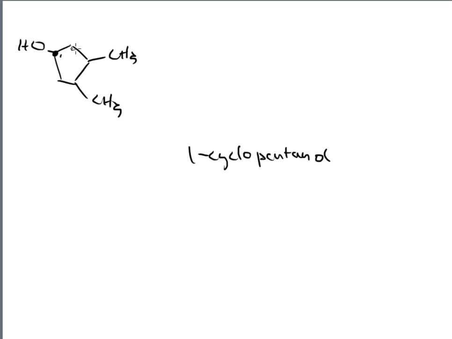So there's my 1. And then I need to figure out how to number this. So if I go clockwise, this is spot 2, this is spot 3, and this is spot 4. And if I go counterclockwise, this is spot 1, this is spot 2, this is 3, and this is 4. It gives you the same numbers no matter what. So whichever way that you go here, as far as numbering based on these locations and these groups, you're going to get the same answer. So at spot 3 and at spot 4, I have 2 methyl groups. So 3,4-dimethyl-1-cyclopentanol. Again, this is a secondary carbon because it's attached to 2 others. Therefore, this is a secondary alcohol that we have.